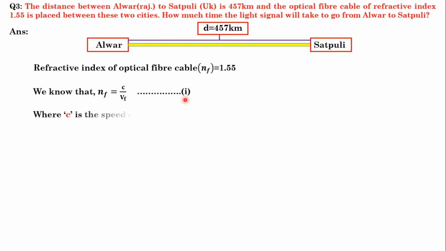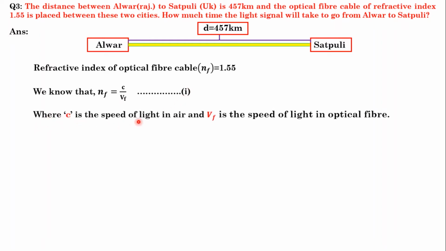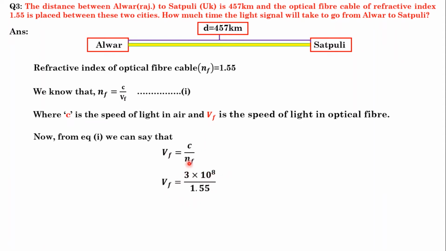Okay. So from here we know that C is the speed of light and VF is the speed of light in the optical fiber. So from this we can calculate the velocity of light in the optical fiber. Okay. So what will be the velocity of light in the optical fiber? This will be C by NF. So we know that C is 3 into 10 to the power 8 meter per second and NF is 1.55. So this is 1.94 into 10 to the power 8 meter per second.